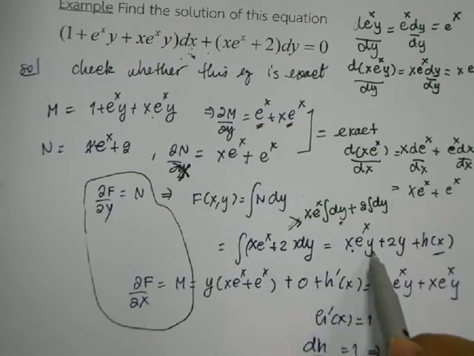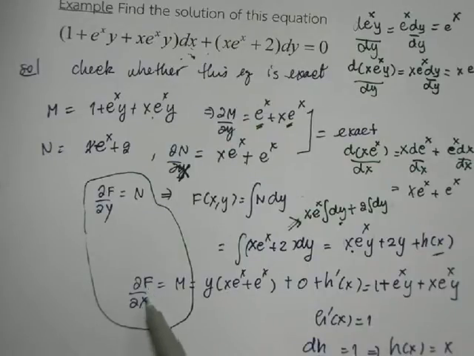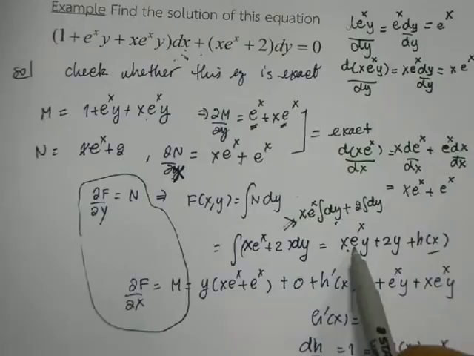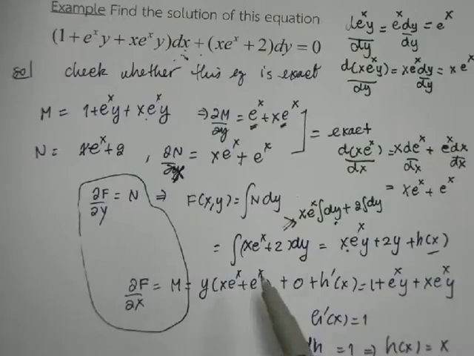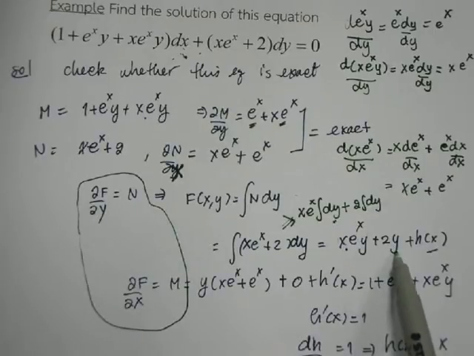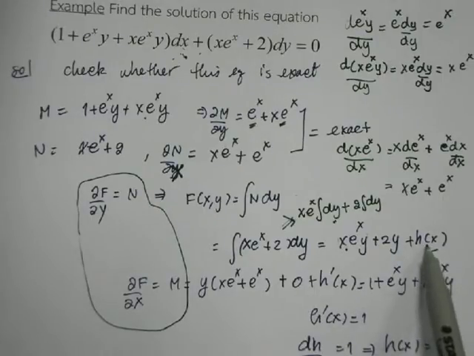When I take the derivative with respect to x, I look at y as a constant, so I take y out. The derivative of x times exponential of x equals x times exponential of x plus exponential of x. And then the derivative of 2y with respect to x equals 0, right? Which is this term. And the derivative of h(x) with respect to x is this term.